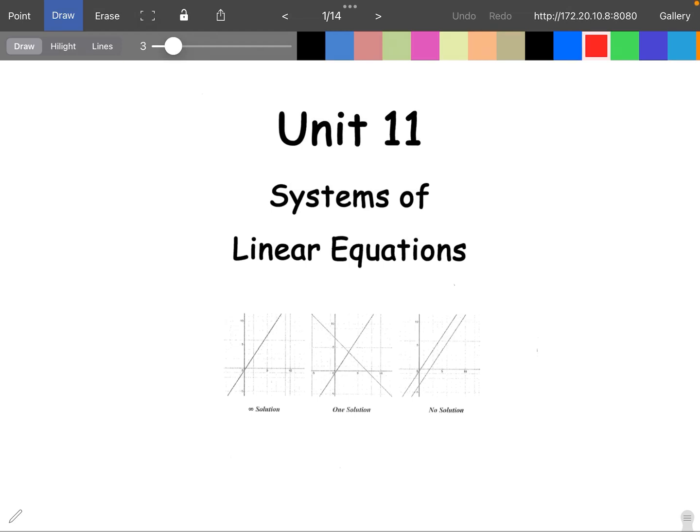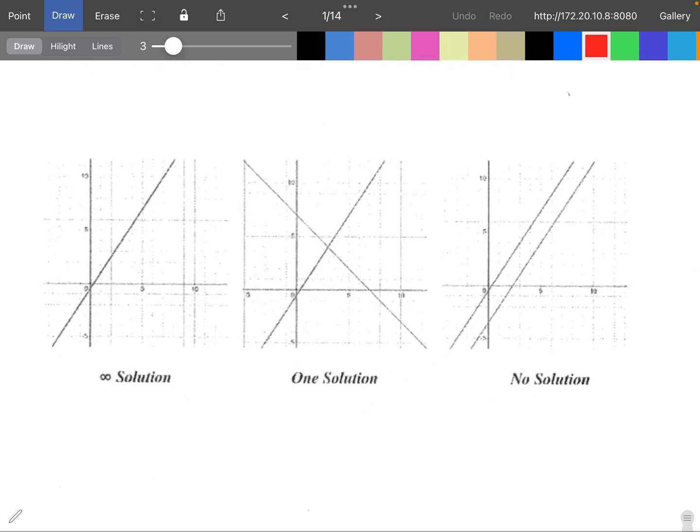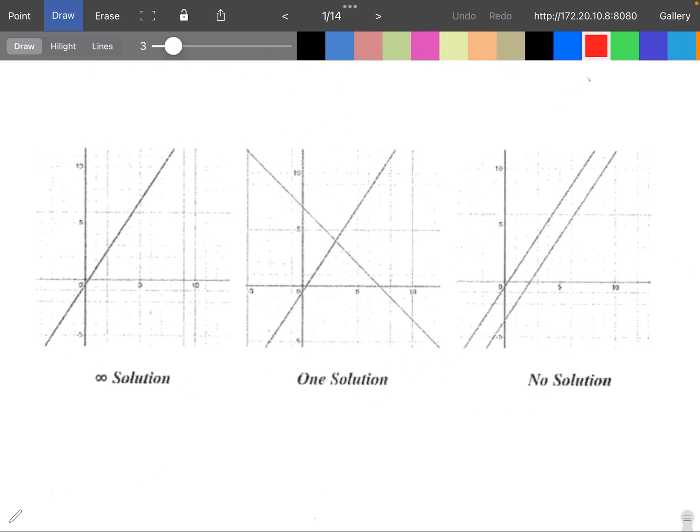Hello, this is Mrs. Bird here, working on a lesson today, starting our new unit on systems of linear equations. So, when we're solving systems of equations, there are three different types of answers we can get.